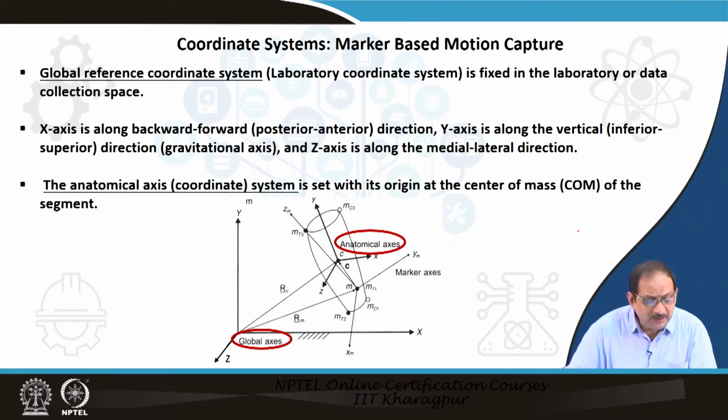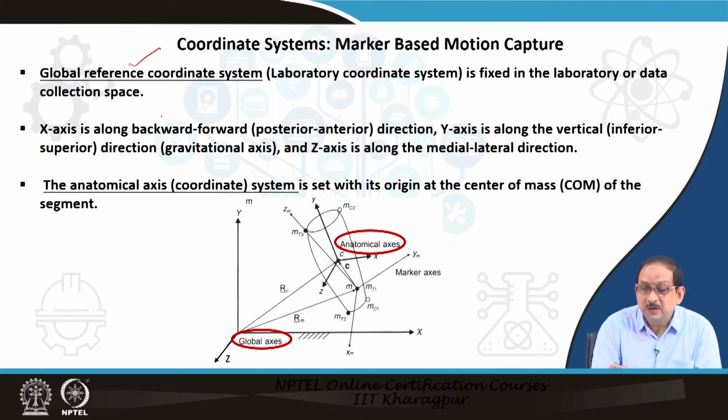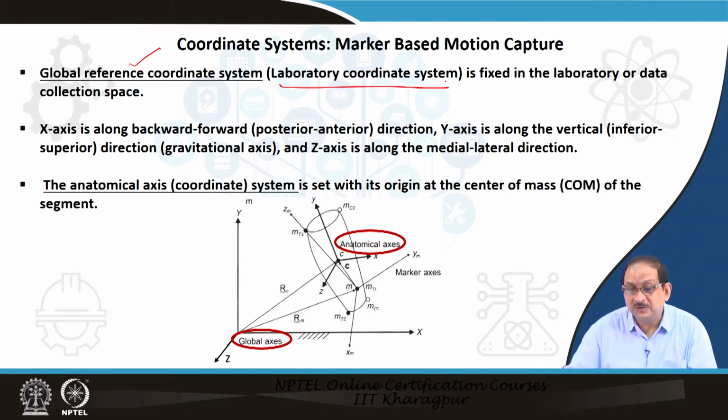Now, there are several coordinate systems used in the marker-based motion capture system. So, it is important to know more in detail about the coordinate systems involved. The first coordinate system that needs to be defined is the global coordinate system, which is actually the laboratory coordinate system, and this is fixed in the laboratory space or the data collection space, as indicated in the figure as well.